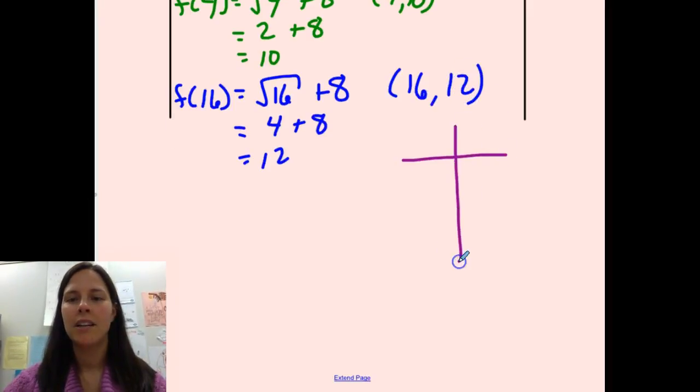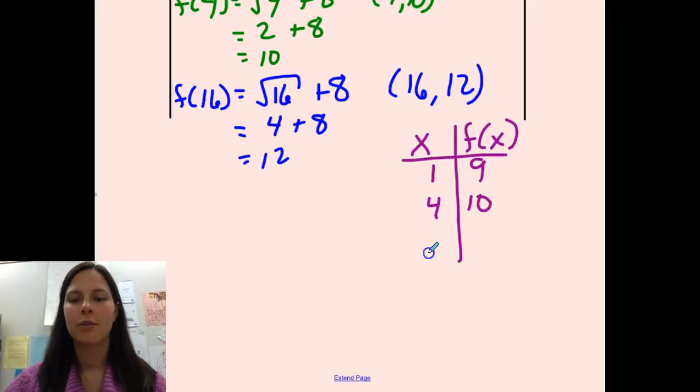Setting up my table, I have my x and my f of x values. The first ordered pair I got was 1, 9. The second ordered pair was 4, 10. And the third one was 16, 12.